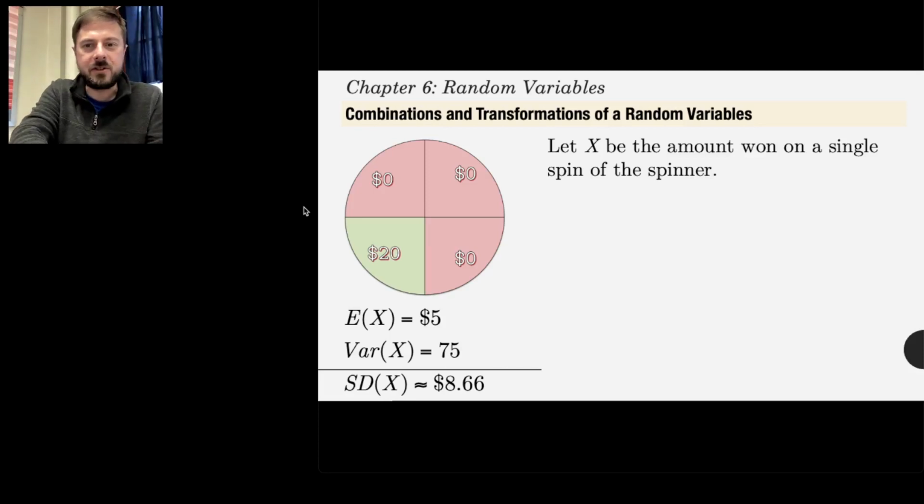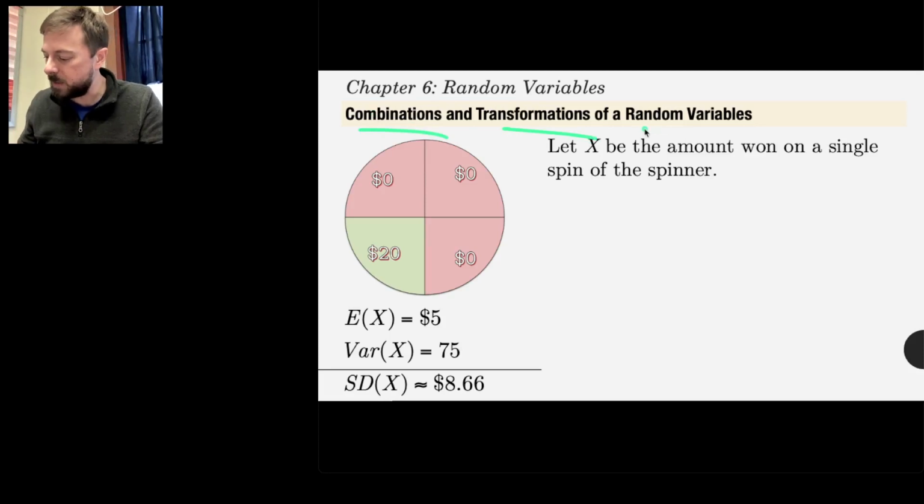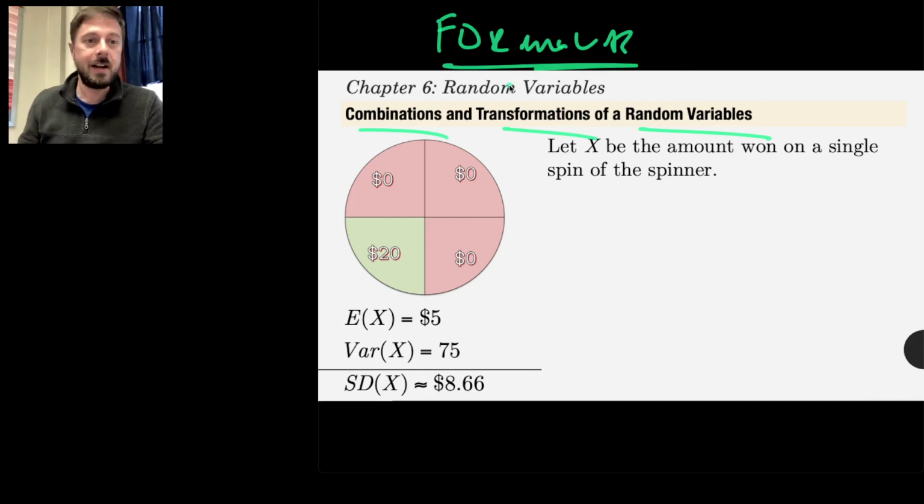Good day, statisticians. Today we're going to be talking about combinations and transformations of random variables. There are going to be some really beautiful shortcut formulas that will help us deal with some otherwise slightly time-consuming kinds of questions. And what do we mean by that?